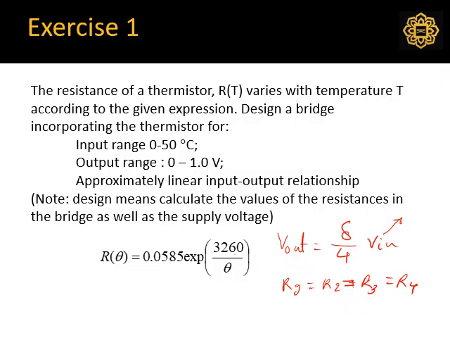Okay, let's do a few maths related to, I think this is a Wheatstone bridge, if I'm not mistaken. So you have a resistance thermistor, which varies with temperature from 0 to 50 degrees. The output voltage range of the Wheatstone bridge is 0 to 1 volt, with an approximately linear input-output relationship. This is the resistance change equation, in Kelvin, and these are the values you need to use for your design of the resistance in the bridge and the supply voltage. So let's try to do these things.